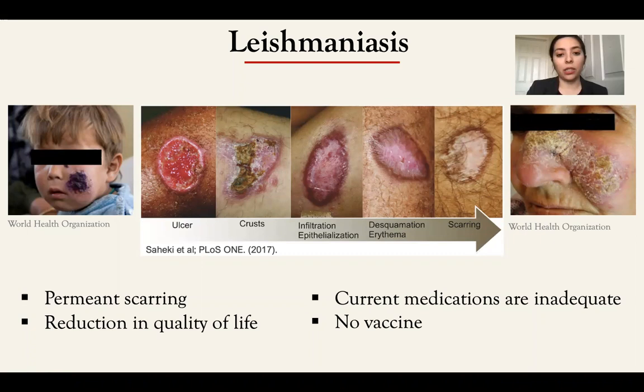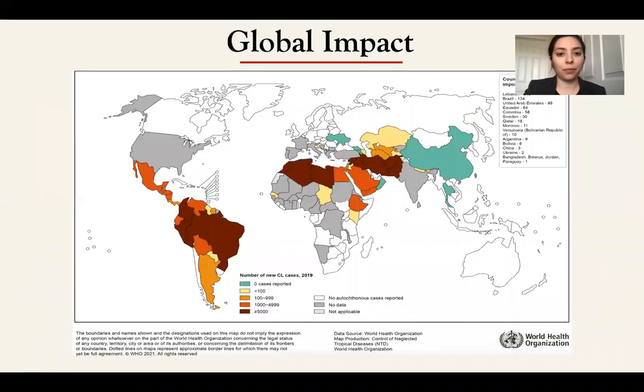Our current medications and treatment options are inadequate. They cause unfortunate side effects such as nausea, vomiting, and those medication treatments are also expensive and difficult for individuals in third world countries to actually receive. And to go along with that, there's also no vaccine for this disease. So we are hoping by understanding the basic biological functions of Leishmania major, we can facilitate drug development and eventually one day even a vaccine.